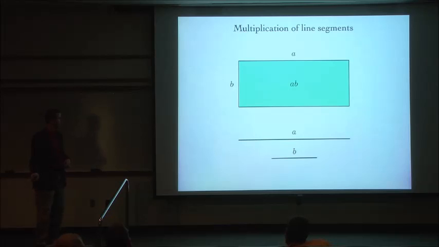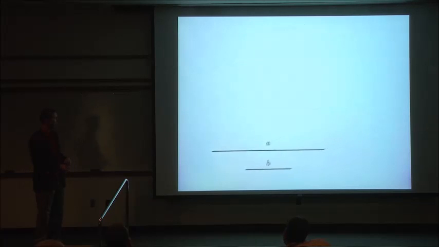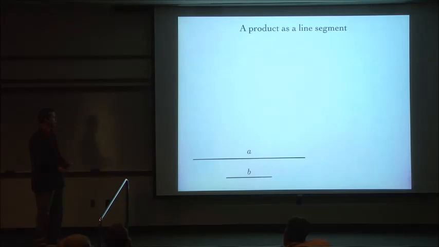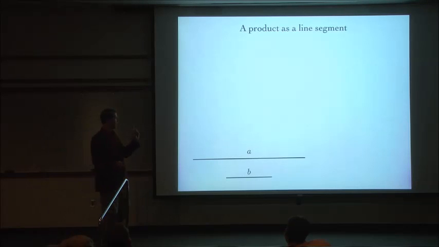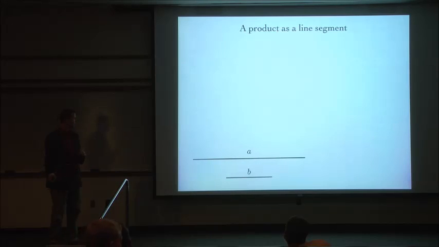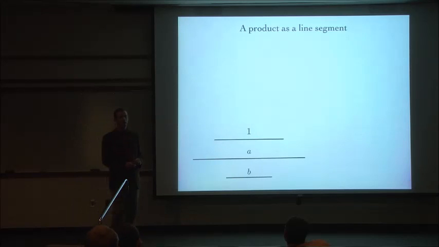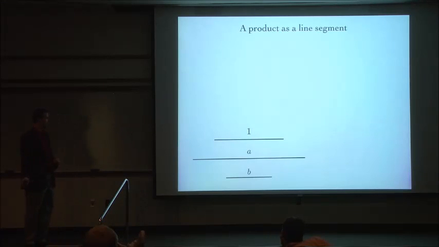So let me show you his construction here of how you would multiply A and B and get another line segment. He had one other invention. And this, it seems obvious, but it's really crucial to this discussion. His invention was the number one. So he said, I will tell you how to multiply A and B as long as you tell me how long one is. So if you give me a unit line segment, I can tell you how to multiply A and B.